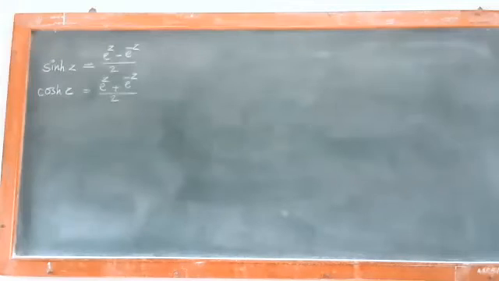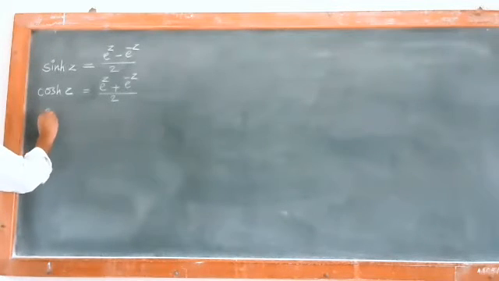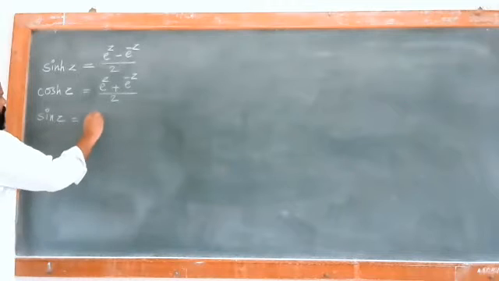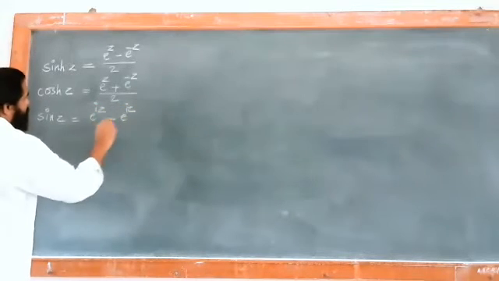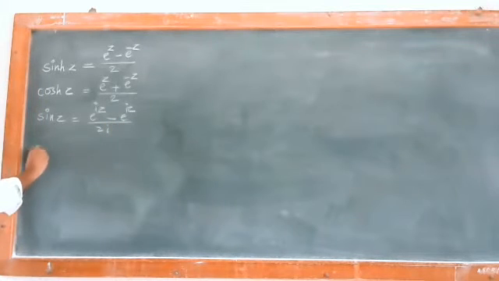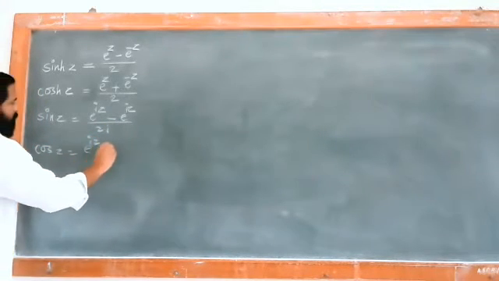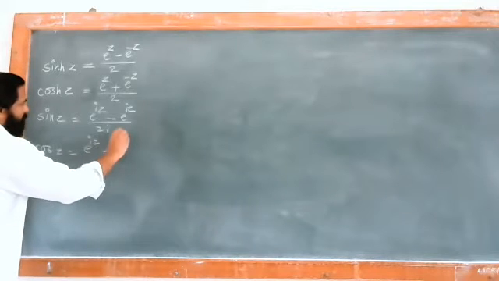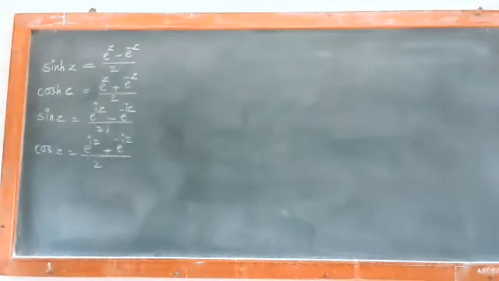So what is sin z? Sin z is nothing but e raised to iz minus e raised to minus iz, divided by twice i. What about cos z? Cos z is nothing but e raised to iz plus e raised to minus iz, divided by 2.